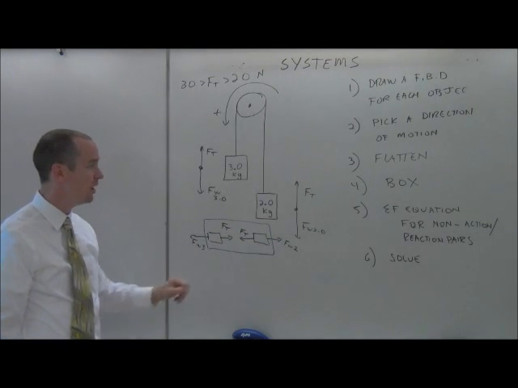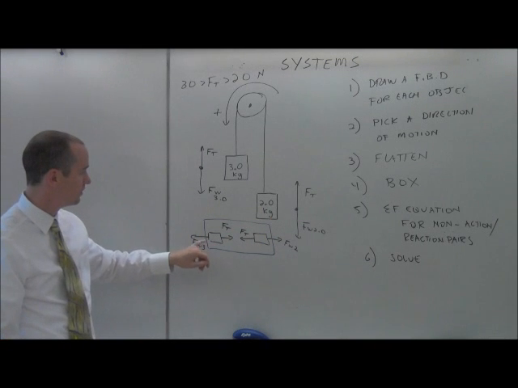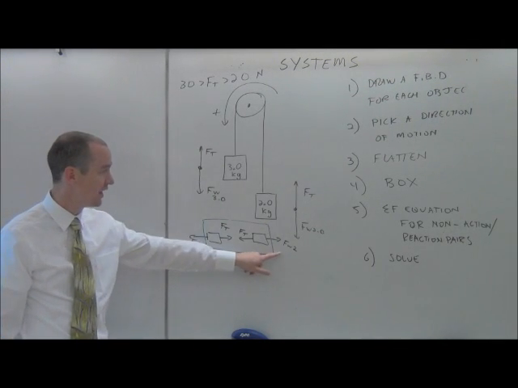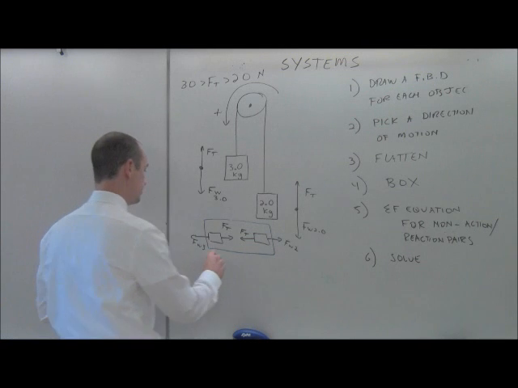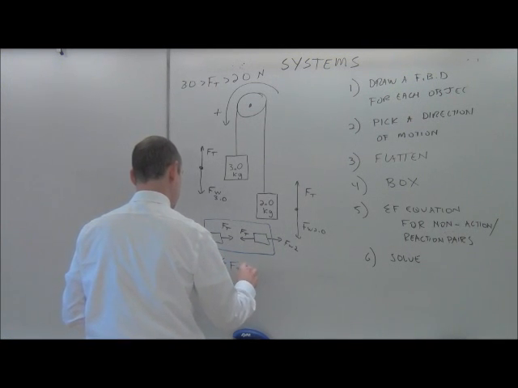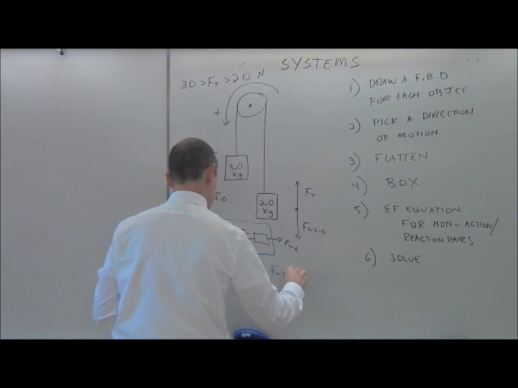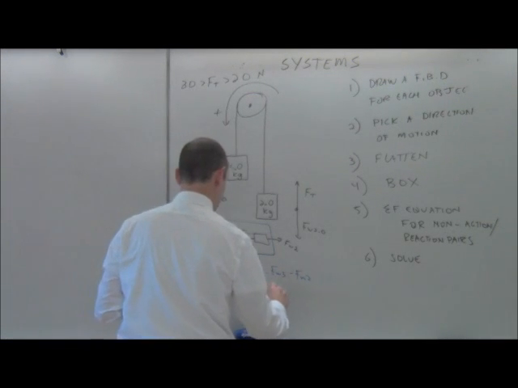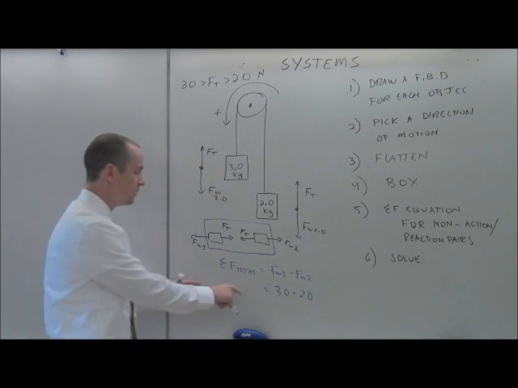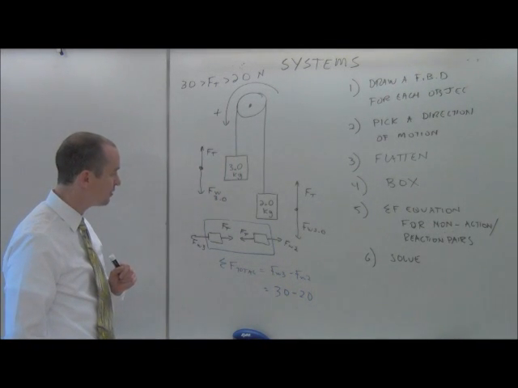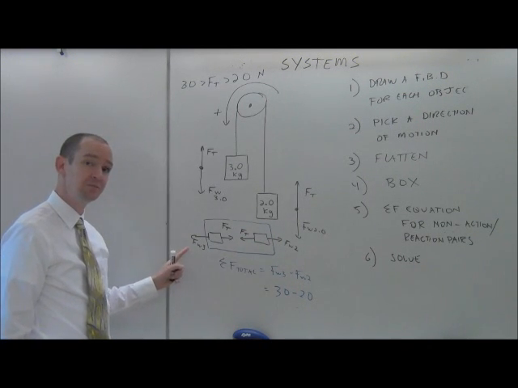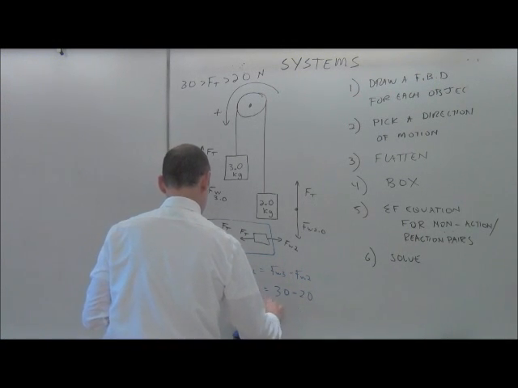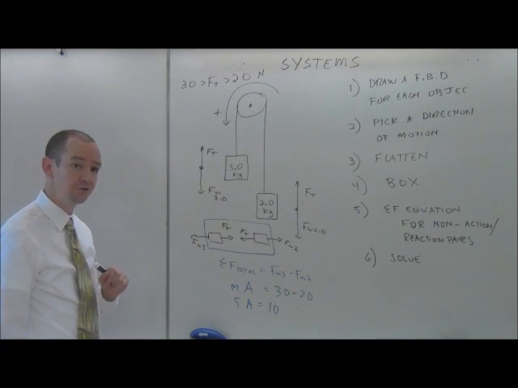I can write a sum of the forces equation for all my non-action reaction pairs. These two cancel out, so I know they're not going to affect the acceleration. The only forces that affect the acceleration are this and this. Therefore, if I write a sum of the forces equation, it's simply the force of weight 3 minus the force of weight 2. What do I write here? I know it's equal to ma, but what's my mass? My mass is the mass of the system, in this case 5. And once again, we end up with an acceleration of 2.